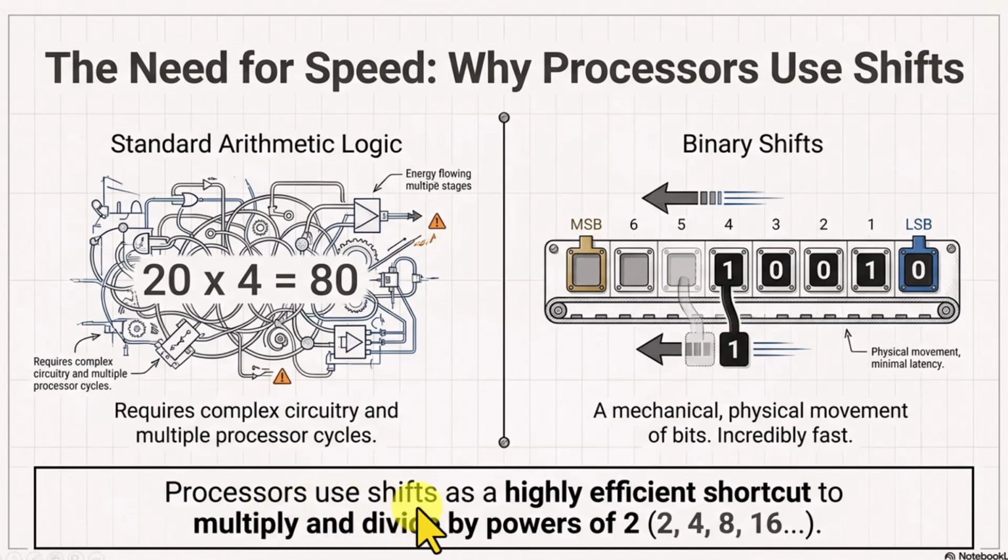Processors use shifts as a highly efficient shortcut to multiply and divide by powers of 2. Multiplication and division by 2, by 4, by 8, by 16, can be done very easily with shifts. We have two types of shifts, logical shifts and arithmetic shifts. We will study them individually, and we will see how different they are.